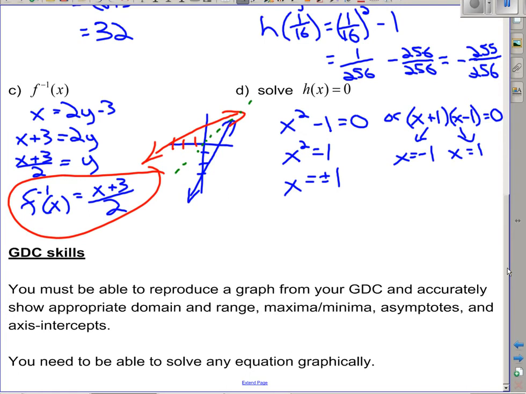You also need to be able to solve any equation graphically. We're not going to go into that a great deal right here, but there is a GDC review that I've done that you could check out that skill on.